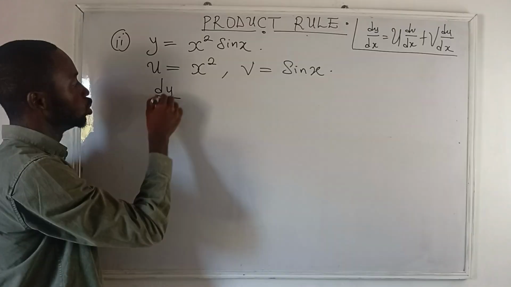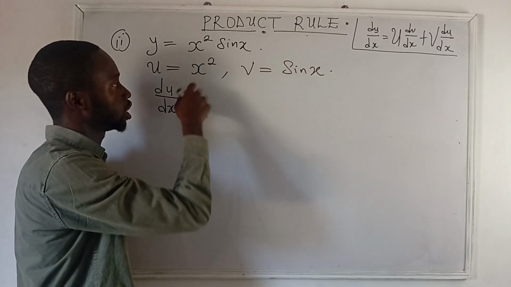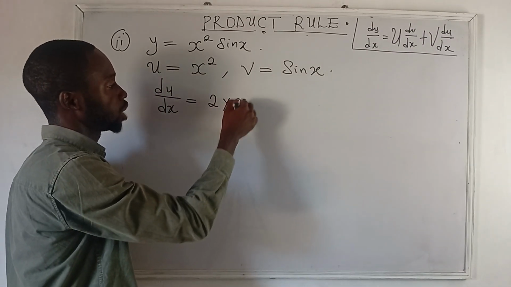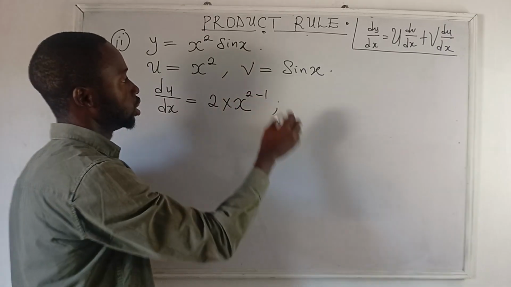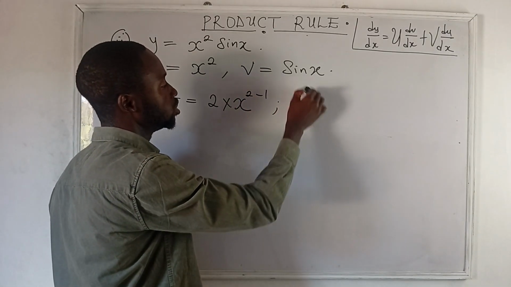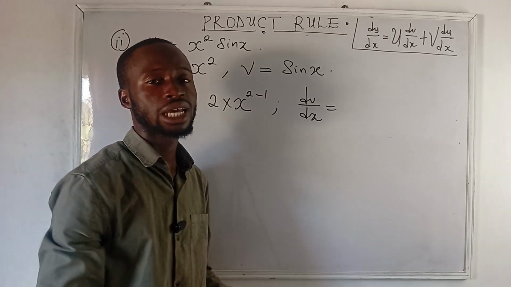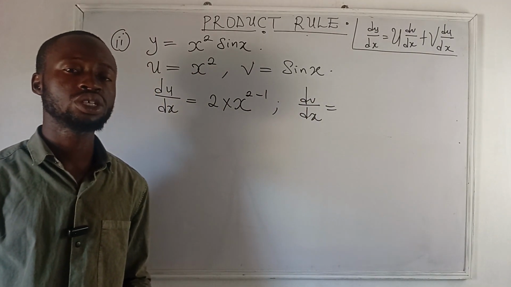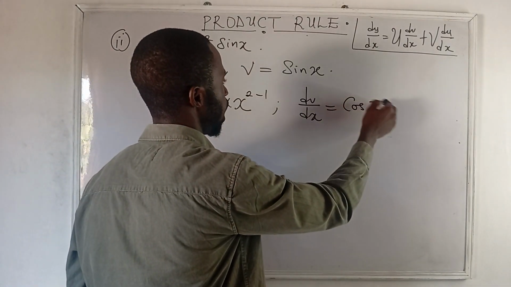So du dx, from our previous knowledge, you would remember that I said you multiply this 2 times x, then deduct 1 from the power. That's going to be 2 minus 1. Then, what is the derivative of sine x? If you differentiate sine x, what will it give us? It's going to give us cos x. So we are going to have cos x.